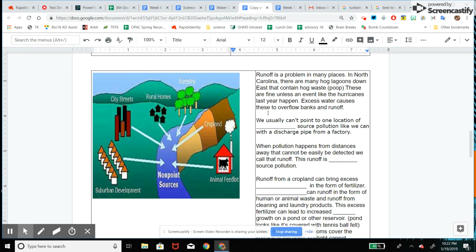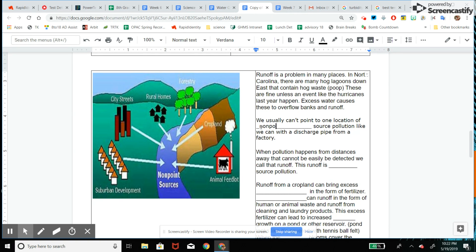We usually can't point to one location. This is a non-point source, because you really can't point to exactly where it came from. All of a sudden you see things from the street, from a housing development, from a feedlot, all coming down from farmland, might come from the forest or homes out in the woods. And all you know is there's pollution. You don't know exactly where it came from. You can't point to a pipe and say, oh, there's a pipe where it leaked from, or an underground pipe it leaked from. So that's called a non-point source, because you cannot point at it.